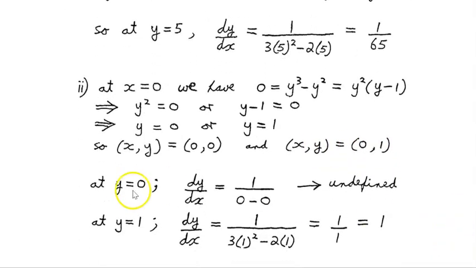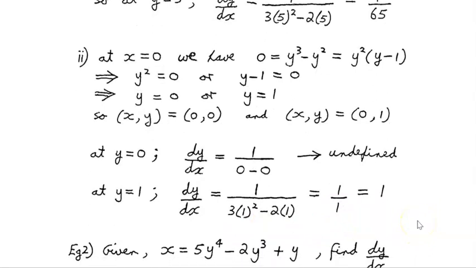Now, at y equals 0, dy/dx is 1 over 0 minus 0, okay, which is undefined. So at y equals 0, dy/dx doesn't exist. At y equals 1 though, the gradient now of this curve, dy/dx, is 1 on 3 times 1 squared minus 2 times 1. Well, that's 3 minus 2 is 1, that's 1 over 1 is 1. So at y equals 1, we have dy/dx is equal to 1.